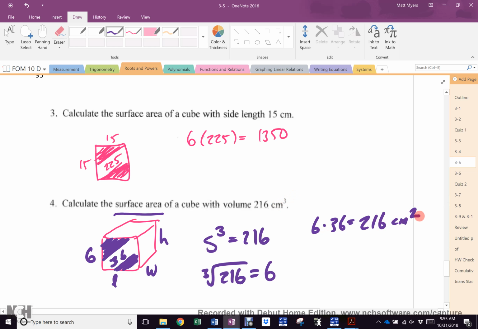Remember, I used that. Oh, I don't think I tricked you guys with that on a test. I think I gave it to the honors kids. So why is it squared then? Surface area. Right?